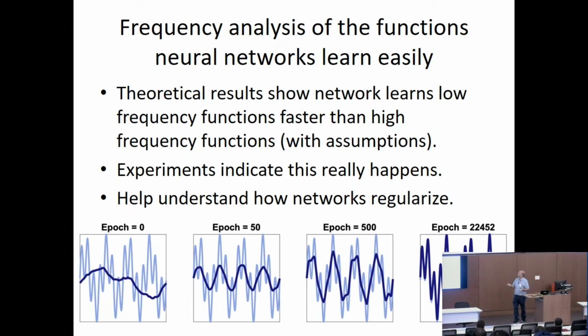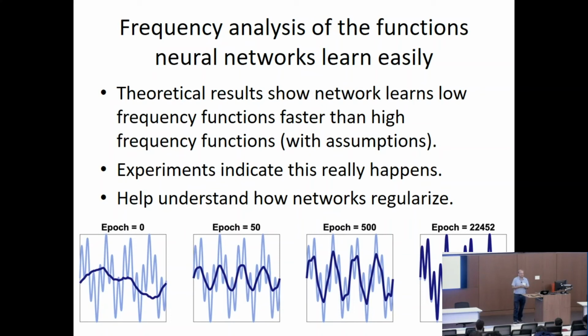And so the idea here is that if you're trying to learn a complex function which contains both high and low frequency components, you very quickly learn the low frequency components, but it takes a lot longer to learn the high frequency components. And the reason this is interesting is because it suggests a couple of things about how gradient descent regularizes the way deep networks learn.